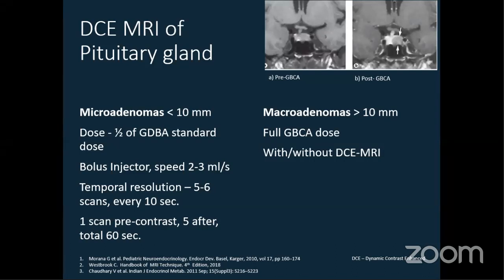The temporal resolution is intermediate, and therefore the speed of injection is between 2 and 3 milliliters per second. And the maximum image contrast between the normal pituitary tissue and microadenoma is gained about 30 to 60 seconds after bolus injection. Most microadenomas appear as a relatively hypointense lesion within an intensively enhancing pituitary gland.